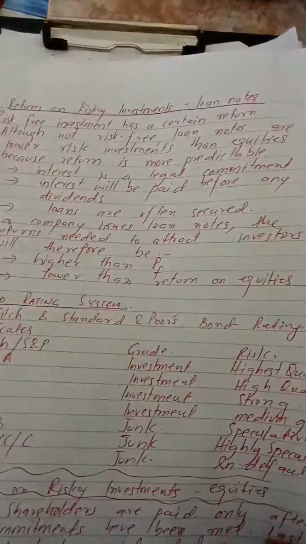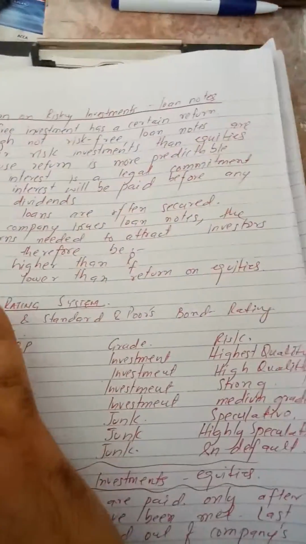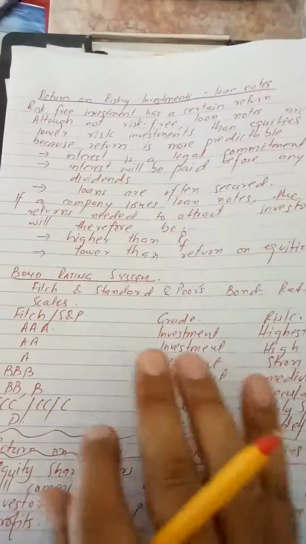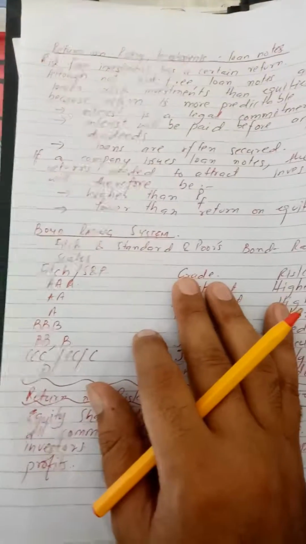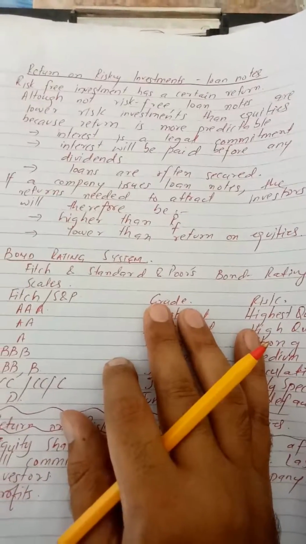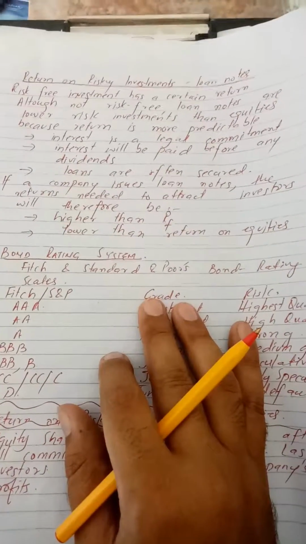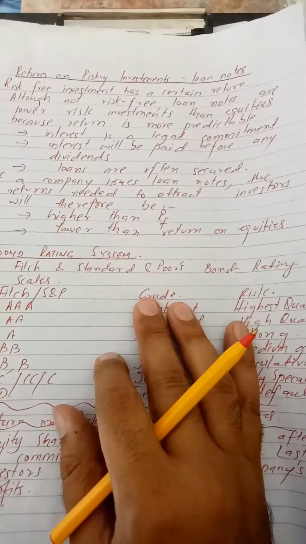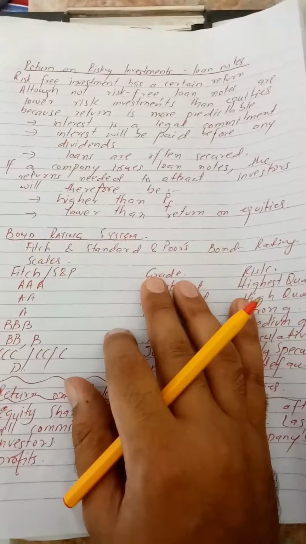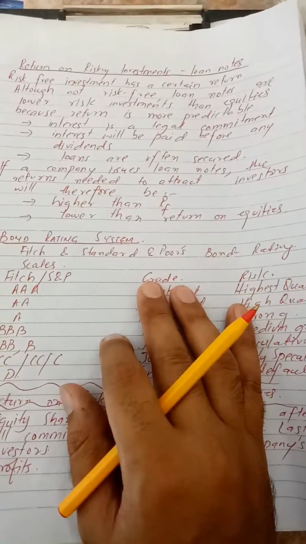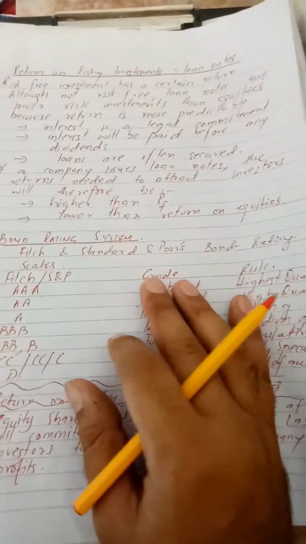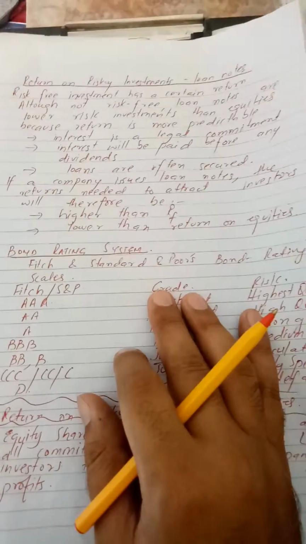The return on risky investments, which are the loan notes, because we have talked about debt financing. Under the cover of loan notes, a risk-free investment has a certain return. Although not risk-free, loan notes are lower-risk investments than equities. Obviously, they are more secure as compared to equity financing. That is why they have the low risk element, because we can predict the return as well.